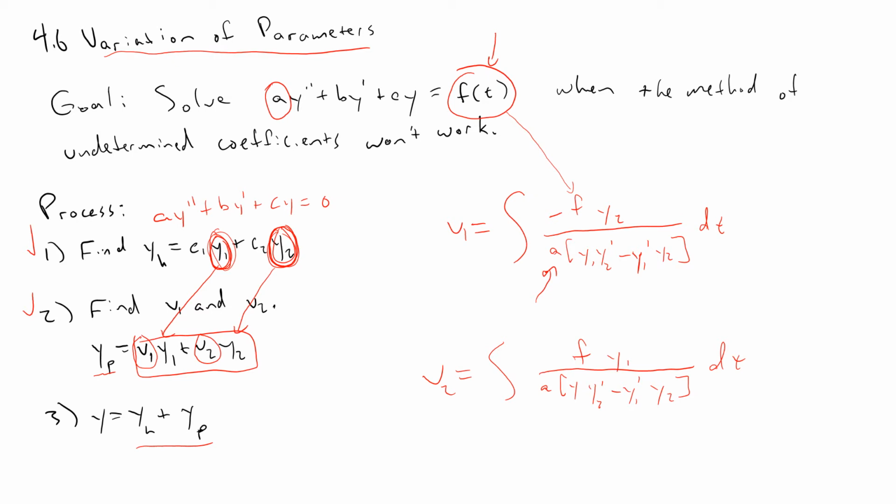Now again, I'd love to go into an explanation of where these integrals come from, but bottom line is we just need to put all the pieces where they belong and get our answer. So once we do these two integrals and find v1 and v2, then we have all the pieces we need to write down a particular solution. The particular solution will be v1 times y1 plus v2 times y2. And once I have my particular solution, then I have everything I need to write down my general solution, which is a combination of the homogeneous and the particular solution, yh plus yp.